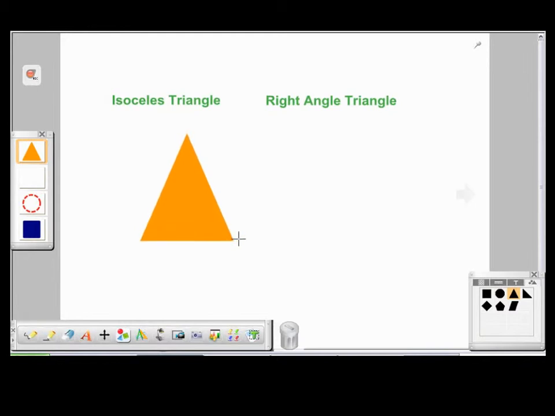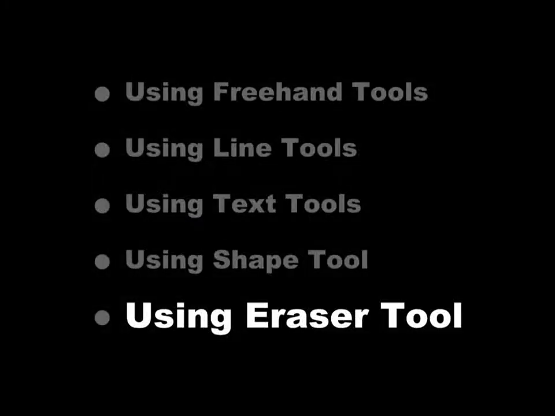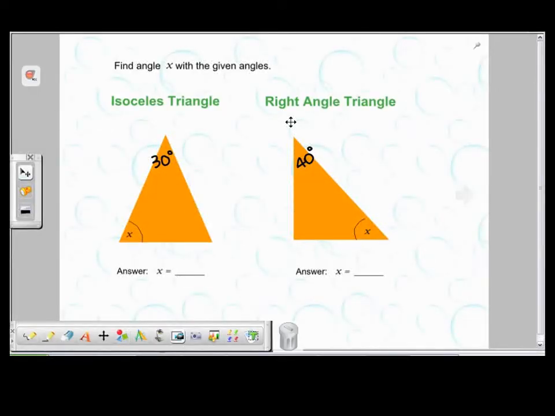I also want to draw a right angle triangle, so I change the shape again in the Property panel and draw one under the text where it says right angle triangle. Here's the teaching material that I just made using AVer.